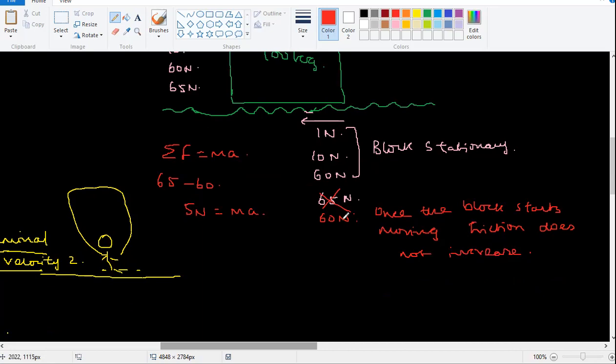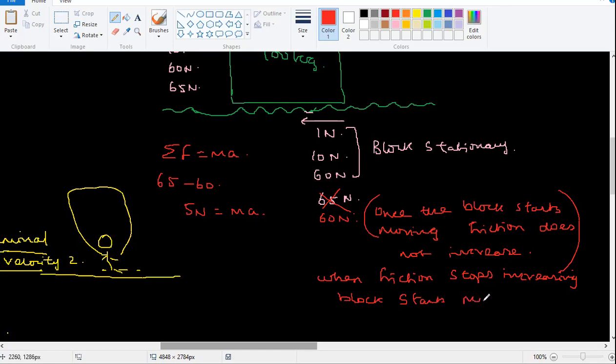Or in other words, only when the force does not increase further, the block starts moving. So it's the other way around actually. Okay, so take it down properly. I think the proper explanation would be: when friction stops increasing, the block starts moving. Until then, it does not move. Why? Because this is equal to this.